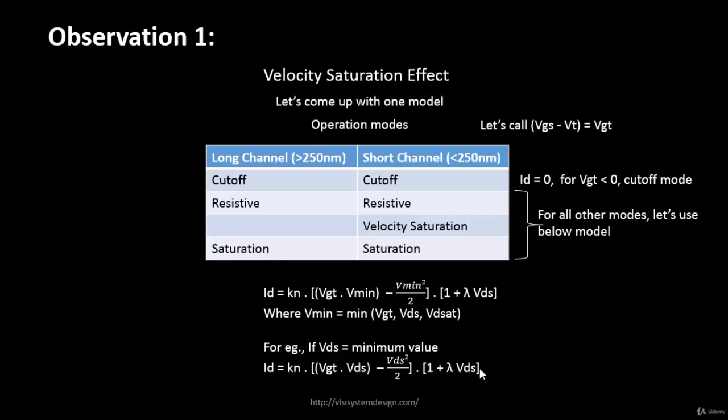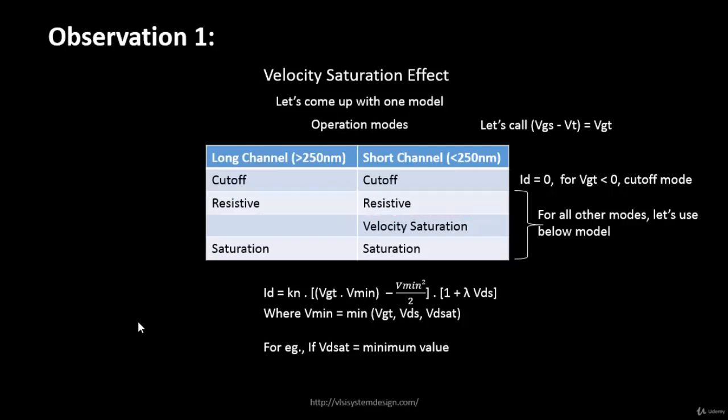Anyways, the VDS value is so low that this term will automatically vanish. 1 plus lambda VDS is close to 0 for the lambda term, so it's almost 1. So you will be left with this particular equation: ID equals Kn (VGS minus VT) into VDS minus VDS square by 2. This equation reminds us of the resistive region of operation. We just explained, and in the previous videos also we saw, that for lower values of VDS you tend to enter the resistive region of operation, and that's the region where your device operates. That's about whenever VDS is of the minimum value.